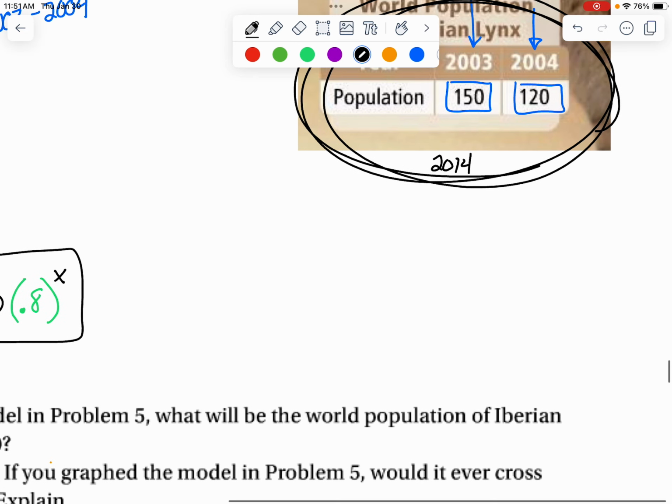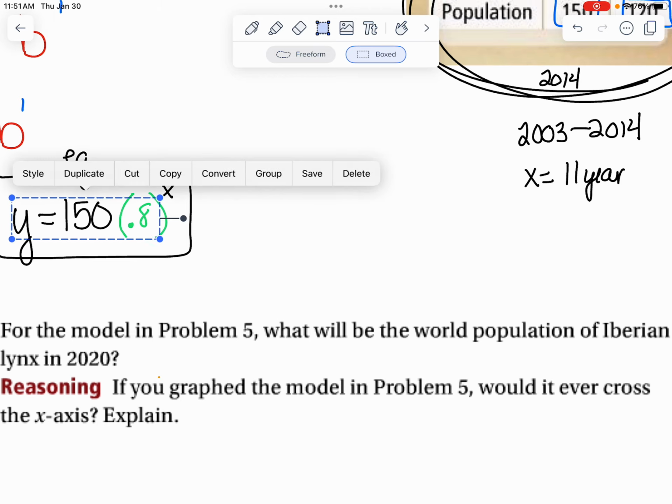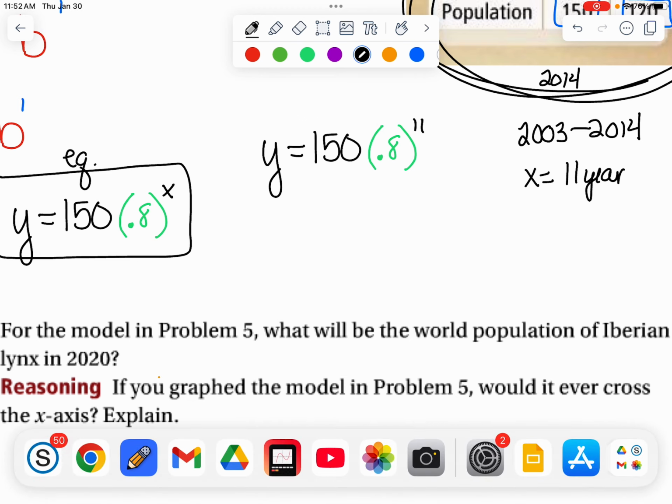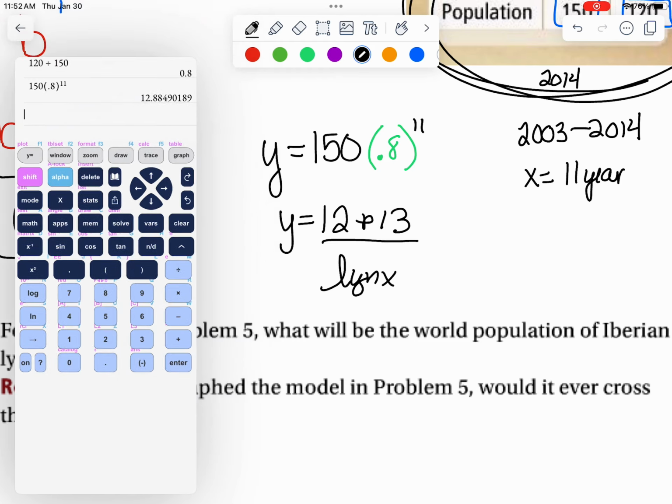So we want to think, how many years is 2003 to 2014? That is a total of an 11-year difference. So I need to plug in 11 for my x. I'm going to do a quick duplicate of my equation, but instead of duplicating x, we are going to put an 11 in here. We'll grab the calculator, and you can type it in one step. There's no reason to do more. And it is going to be predicted that you would only have between 12 and 13 lynx, which is by definition what we have as an endangered species.